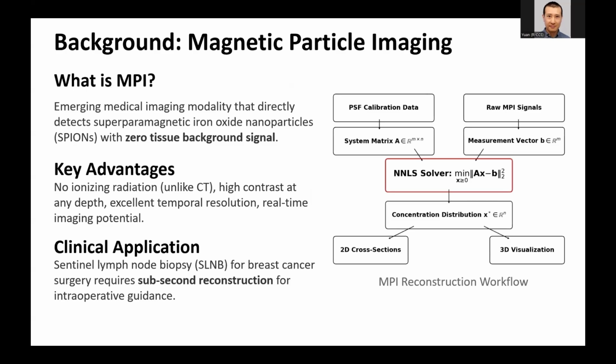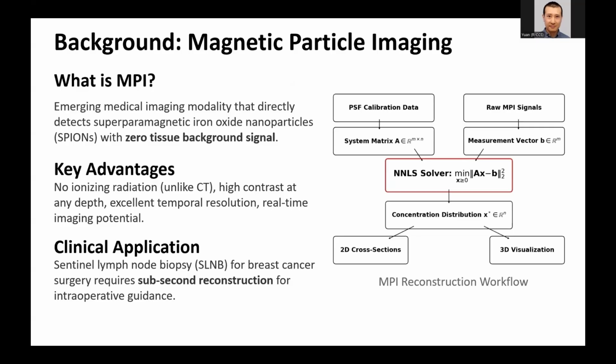So what is magnetic particle imaging or MPI? It is an emerging medical imaging modality that directly detects superparamagnetic iron oxide nanoparticles with zero tissue background signal. So this is fundamentally different from CT or MRI. The key advantages of MPI include no ionizing radiation, unlike CT, and it has high contrast at any depth, has excellent temporal resolution, and also shows real-time imaging potential.